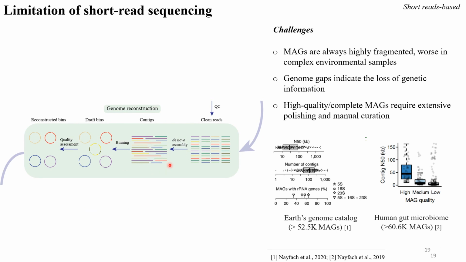However, there are a few limitations of the traditional short-read sequencing: the MAGs are always highly fragmented, and the situation gets worse in complex environmental samples. We can see from this figure, one MAG normally contains 100 contigs, and sometimes even more than 1,000 contigs. The genome gaps between these contigs indicate the loss of genetic information.